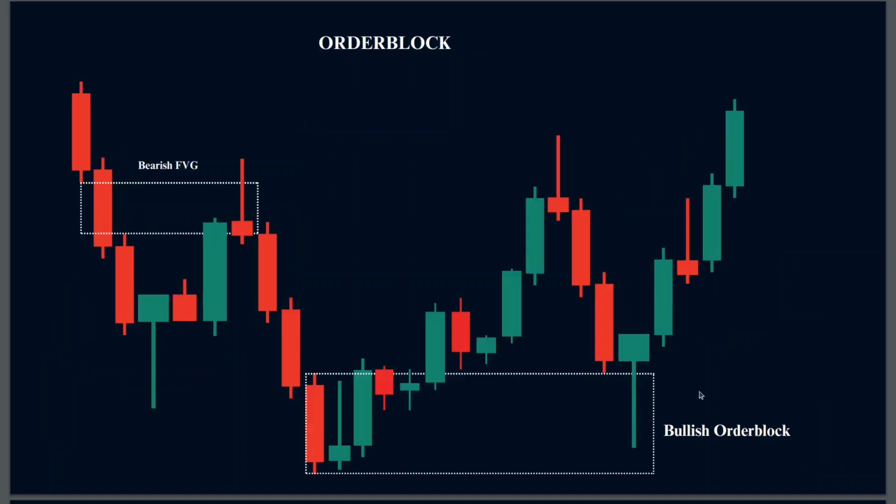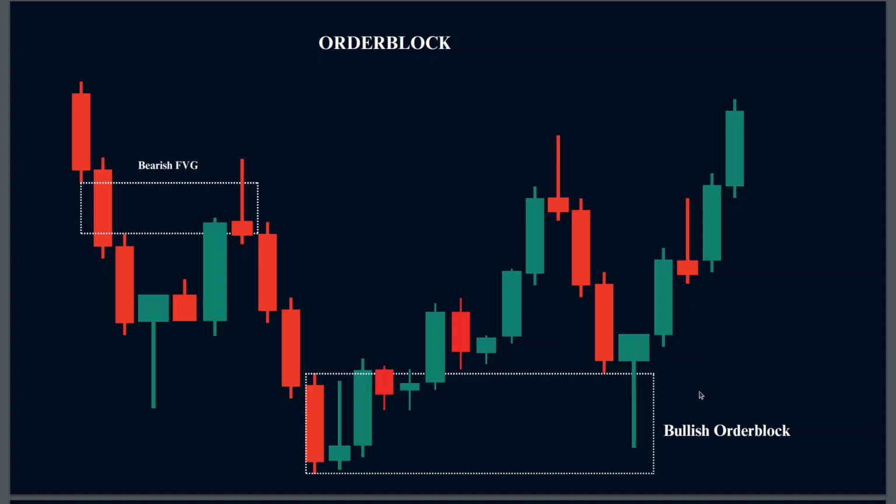The second one we have here is an order block. An order block is an area where a large block of orders which has not been tapped into is located. Market always gravitates inside this area to fill up those orders.